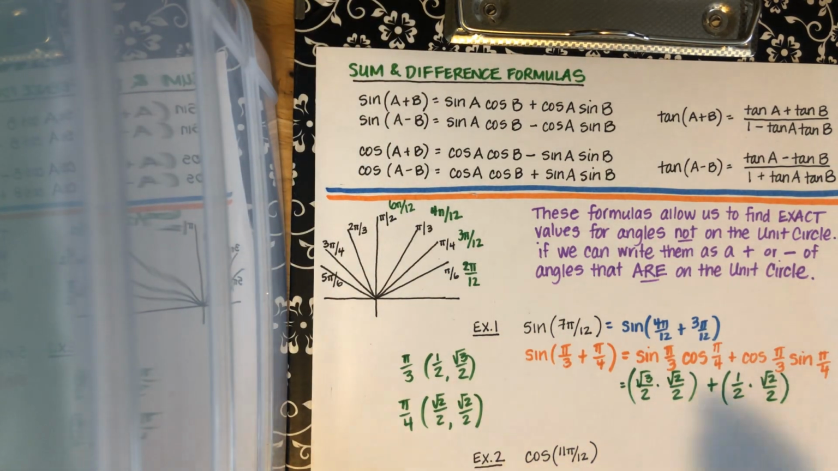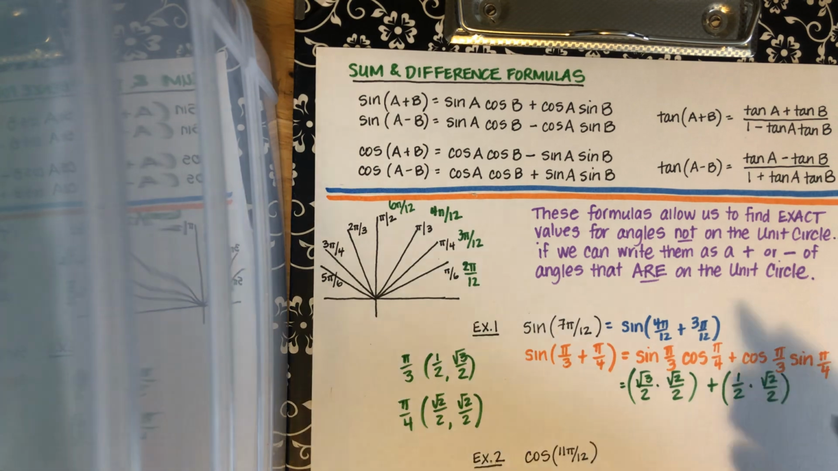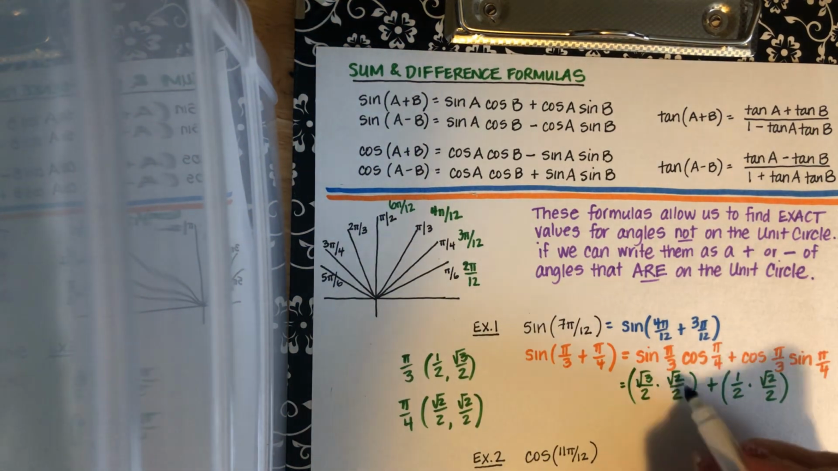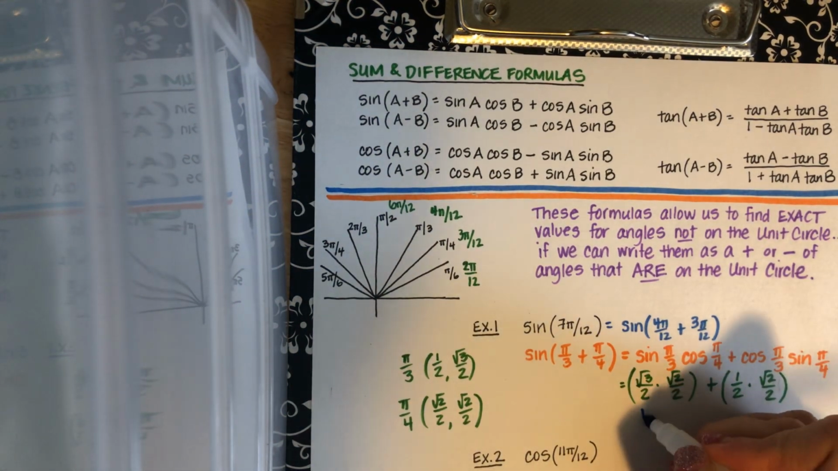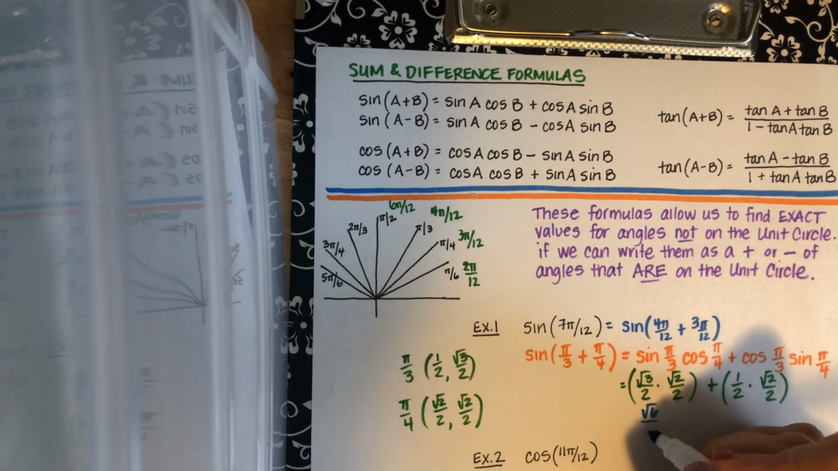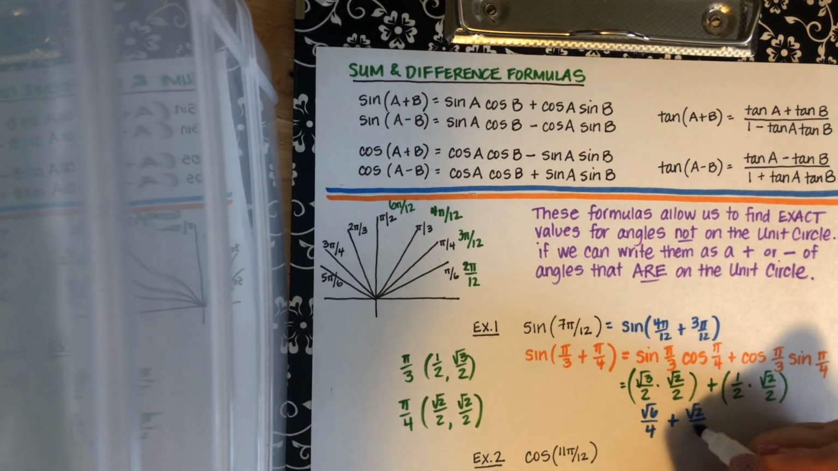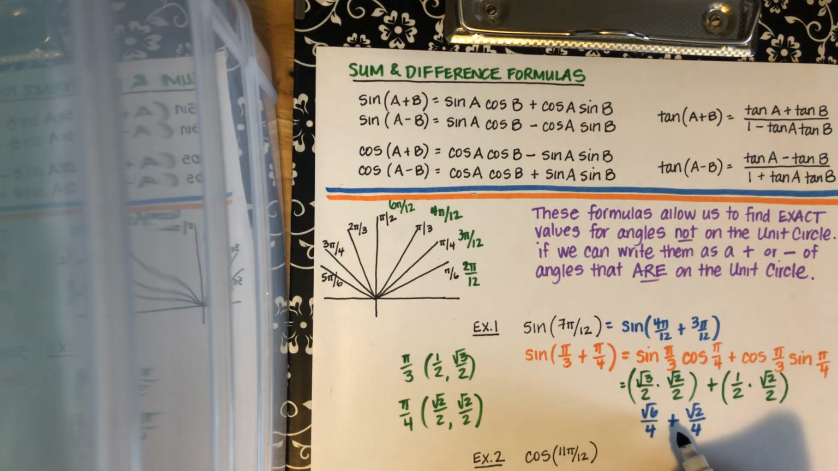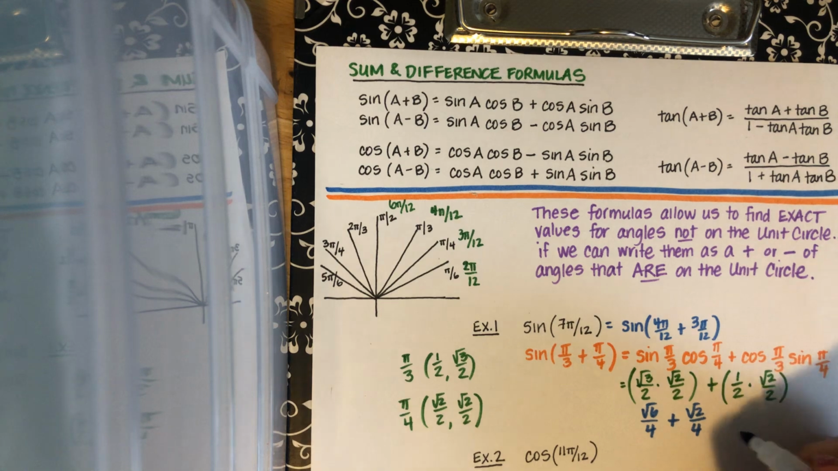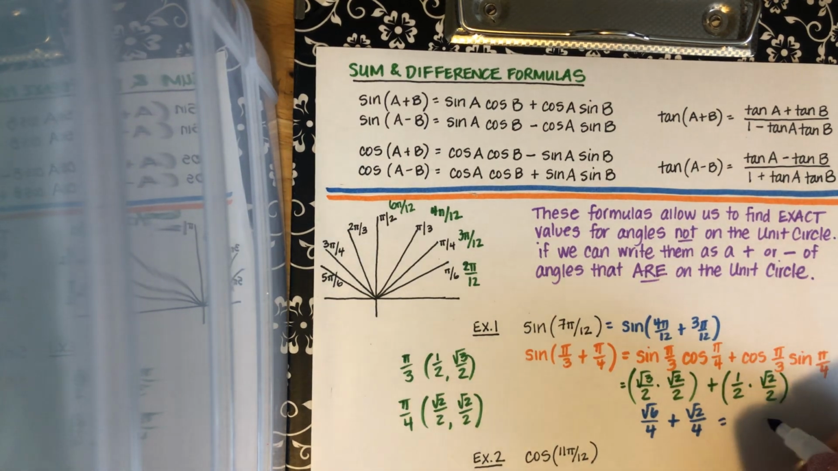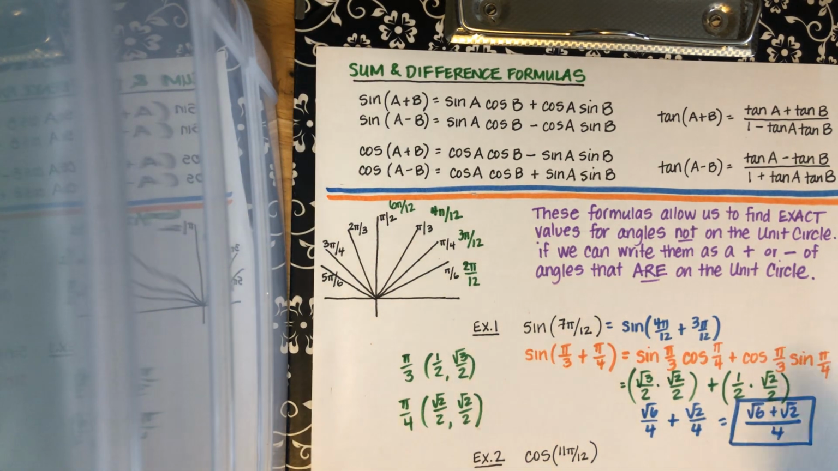Now, in terms of cleaning it up, this is how we usually want you to clean it up and write your final answer. We're going to clean this up as root 6 over 4, because we're going to multiply, plus, and then this is root 2 over 4. Now, hopefully you're not going to tell me that this is supposed to be root 8. That is not root 8, but we do like to write this as one fraction. So I'm going to write root 6 plus root 2 all over 4. And that's going to be my final answer.